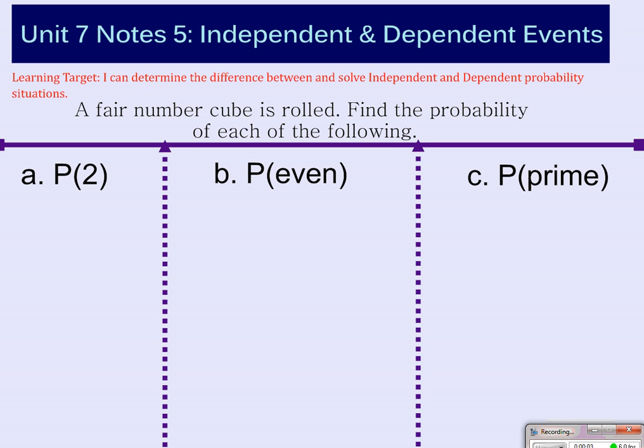Ladies and gentlemen of algebra, this is Unit 7, Notes 5, talking about independent and dependent events. But before we get into that, we'll do a little bit of review.